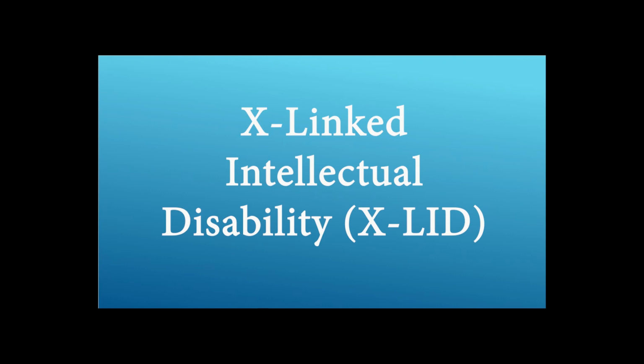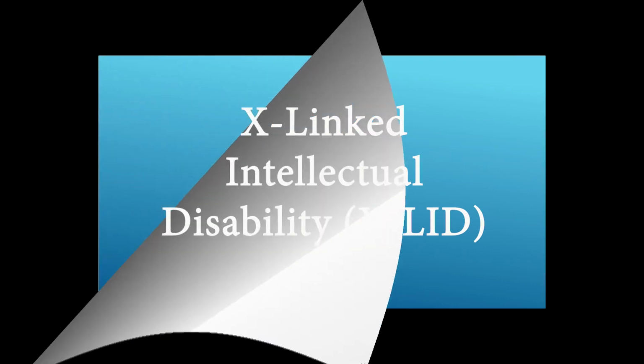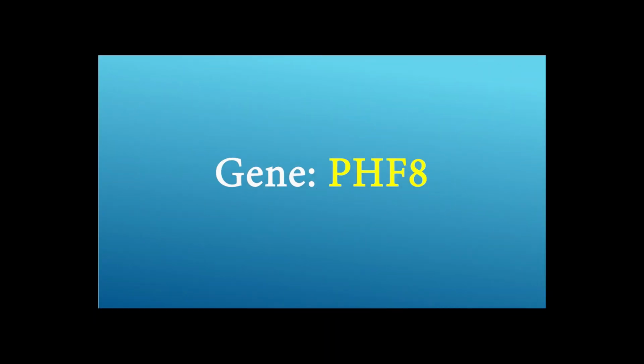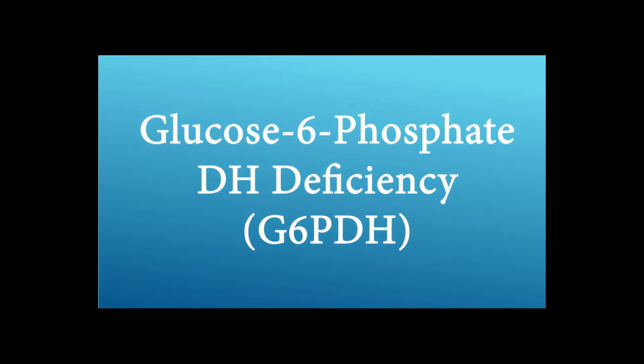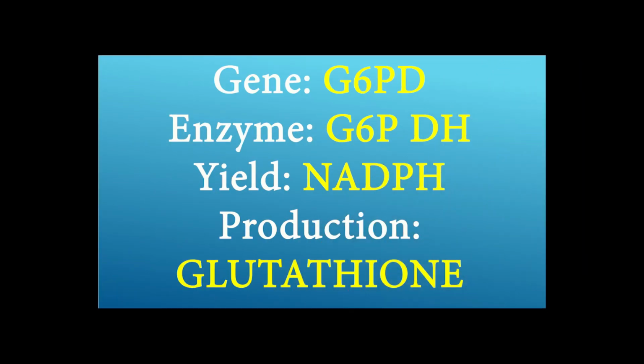X-linked intellectual disability, XLID. XLID gene mutation is PHF8. Glucose-6-phosphate dehydrogenase deficiency, G6PD. G6PD gene mutation, G6PD, which codes for the enzyme G6PD, to convert glucose 6-phosphate into 6-phosphogluconate to yield NADPH. NADPH is needed by red blood cells to fight free radicals and for the production of reduced glutathione.